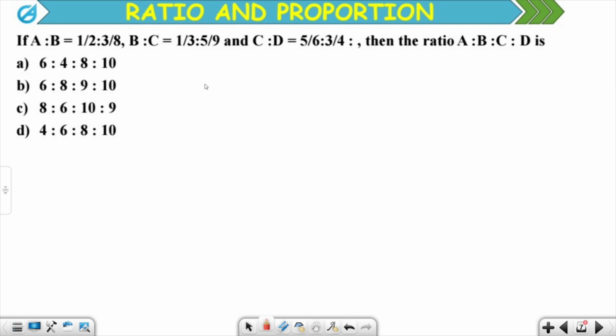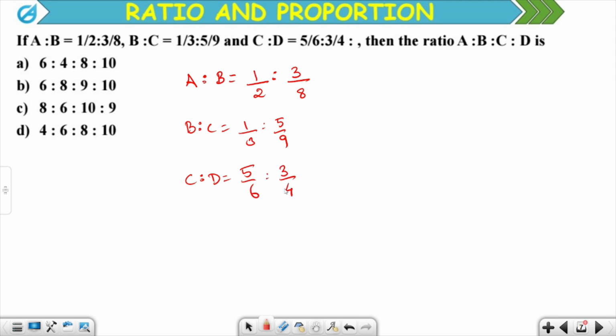See, here this is a different model. Okay, observe here. Given A is to B as 1 by 2 is to 3 by 8. Next, B is to C as 1 by 3 is to 5 by 9. C is to D as 5 by 6 is to 3 by 4. See, in the previous concept, which is called inverse ratio, we have seen how to convert the given ratios when it is given in fraction. Okay, how to find the original ratio?